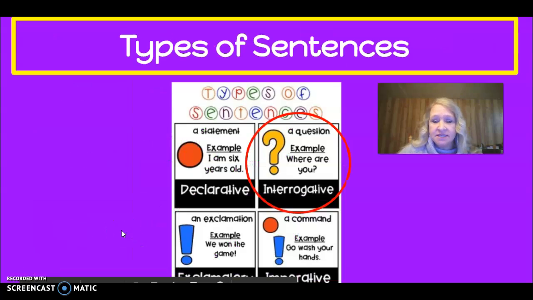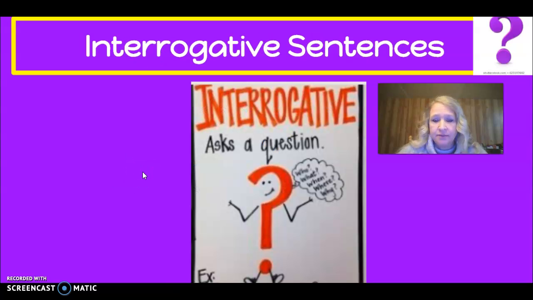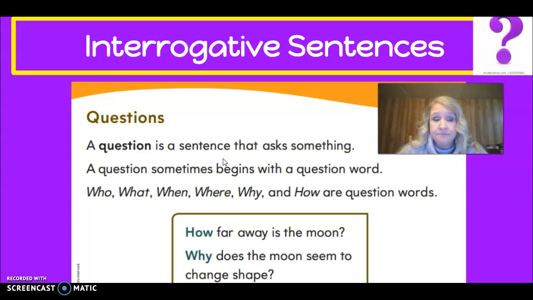Remember the types of sentences we've talked about? A question is called an interrogative sentence. Say that word, interrogative. Very good. Now, an example of a question would be, where are you? It's asking you something. An interrogative question is asking a question using some of the words who, what, when, where, why. Remember that a question asks something.